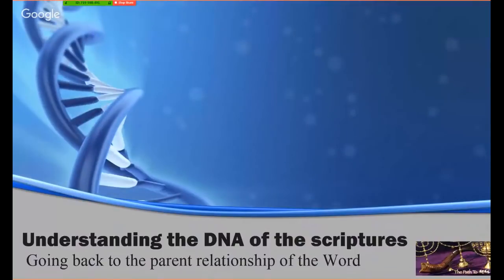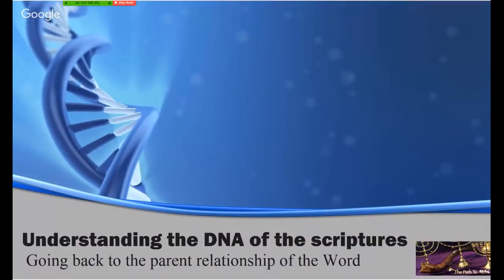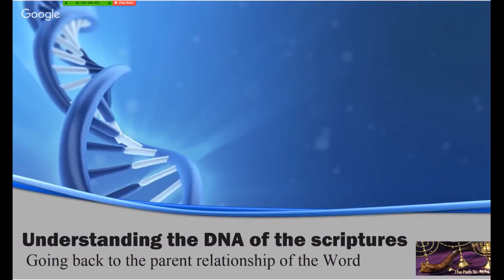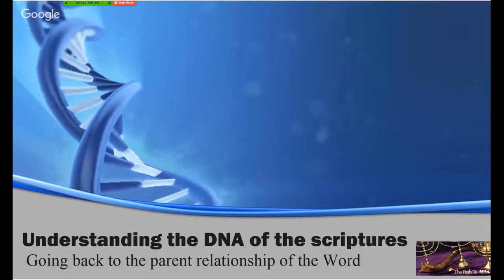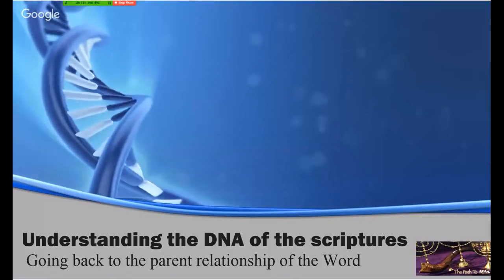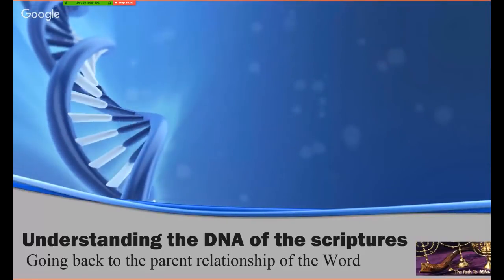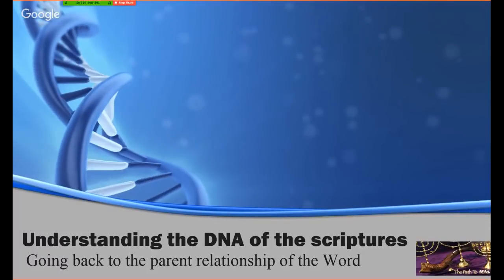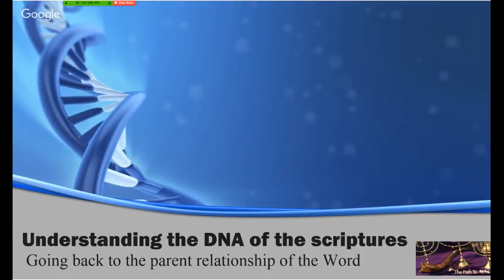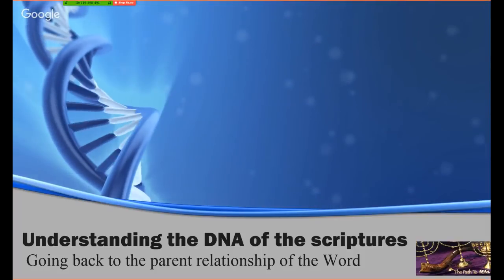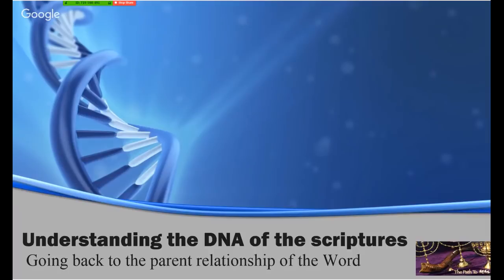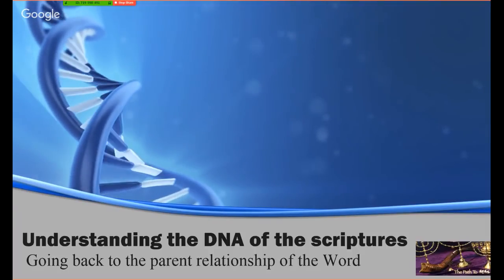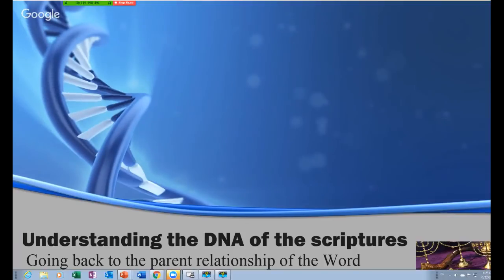All right. So understanding the DNA of the scriptures, going back to the parent relation of the word. The objective realistically is to take stuff back to the beginning, right? So I won't go completely to the beginning, but we'll see some remnants of it. And then from that, you're going to see how we're going to build a whole relationship with the Father's word, with his letters, and then us being a light, and then how actually we can see the Father within ourselves. All right, so we'll see how that goes.